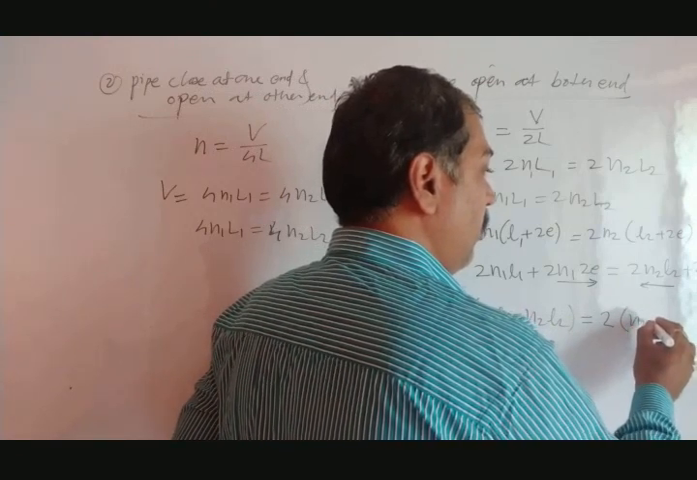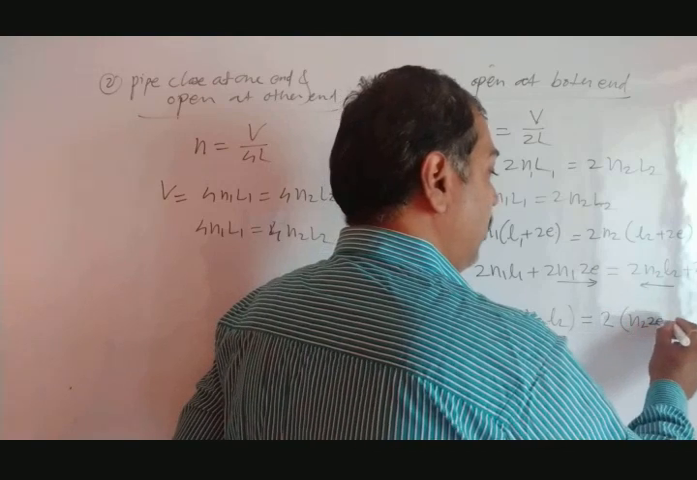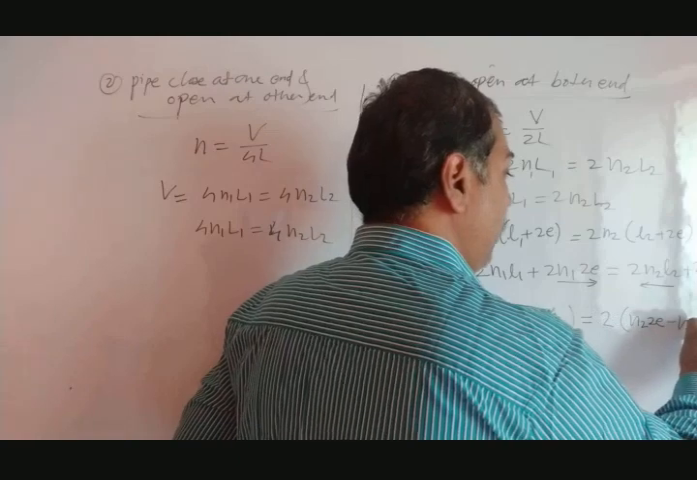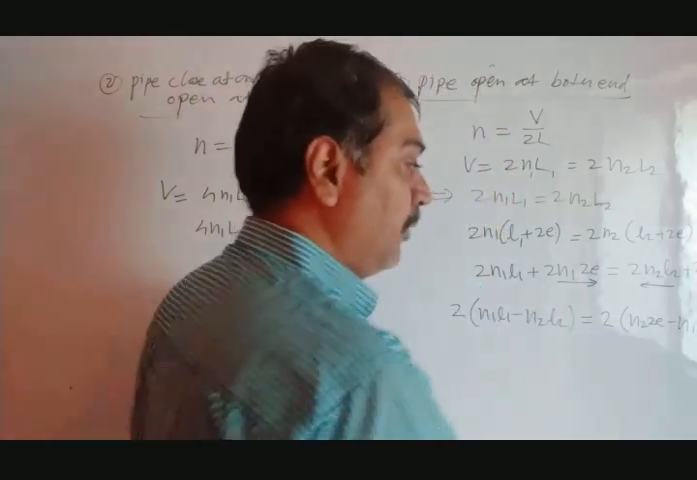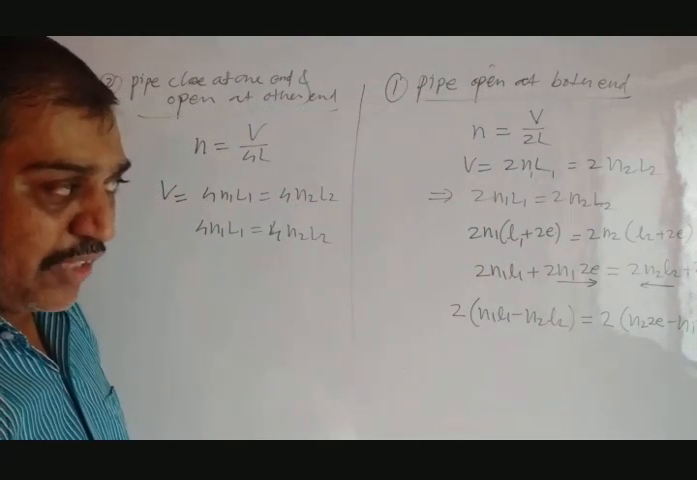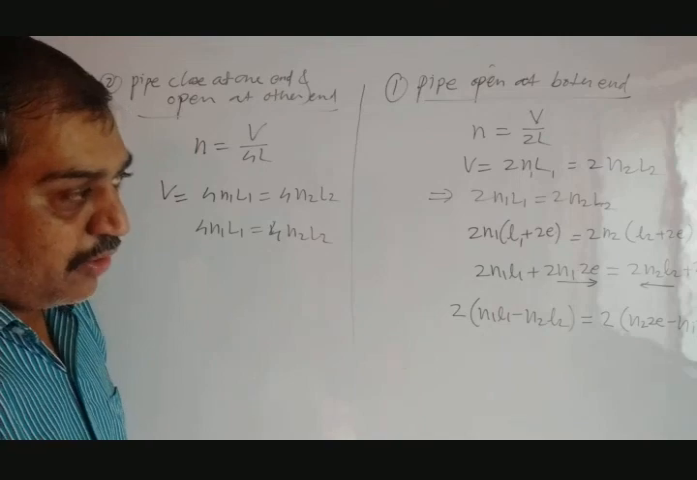N2 into twice E, minus twice is common, N1 into twice E. So this thing we get. Okay, so here actually N1, N2 comes. So just find out twice E.